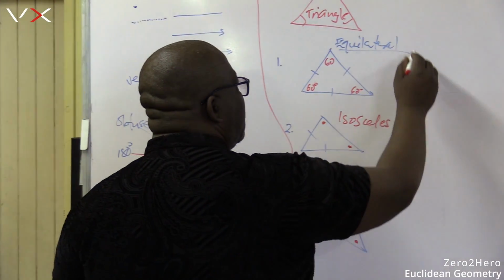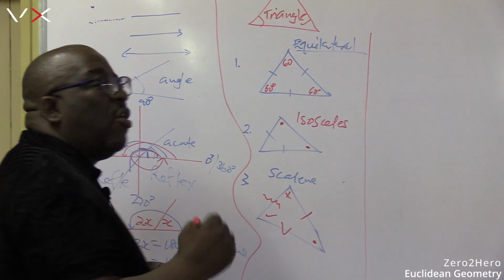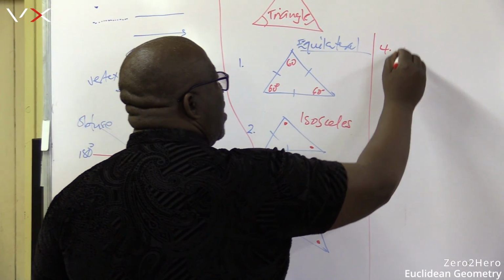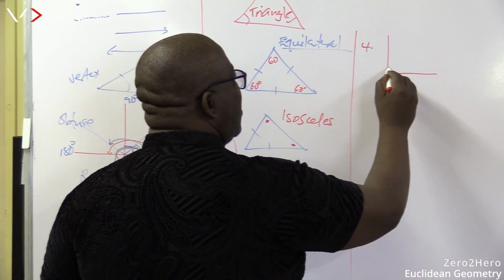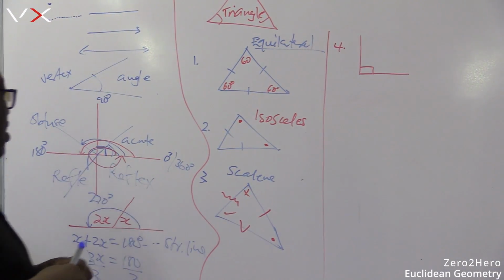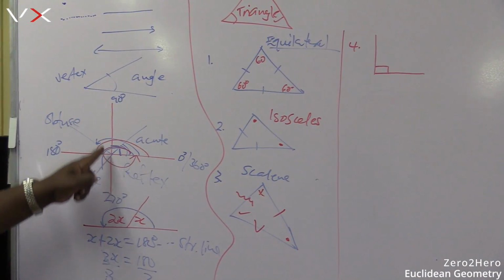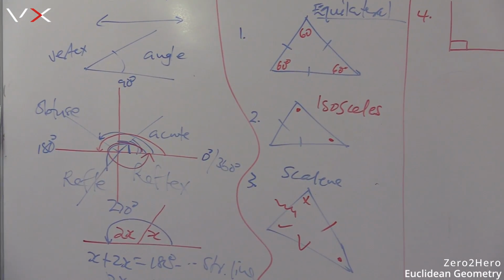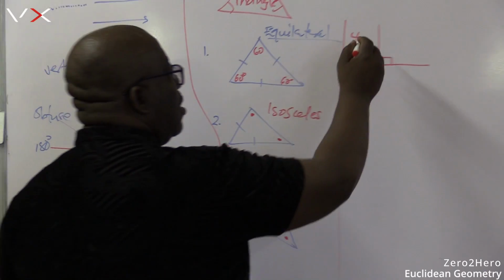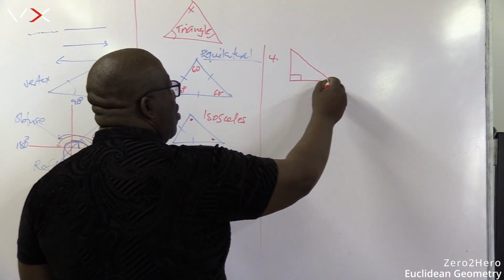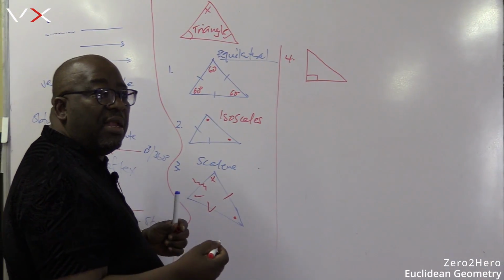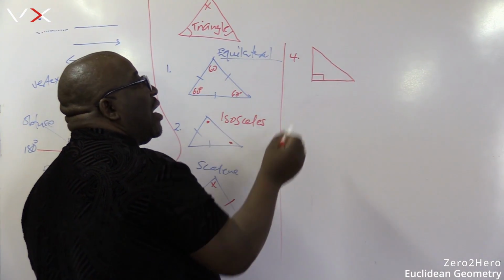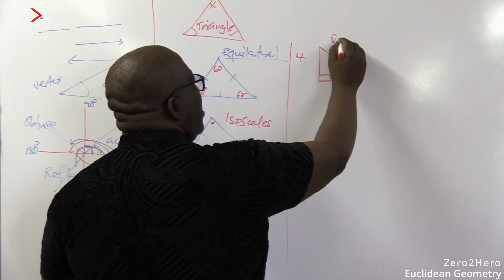The next three types of triangles are named according to one of their angles. Now, triangle number 4, look at this angle. What type of angle is that one? Remember, from the types of angles, the angle that is exactly equal to 90 degrees is called a right angle. But if we close it, we have a right-angled triangle. This triangle is named according to one of its angles, in this particular case, a right angle. So this is a right-angled triangle.